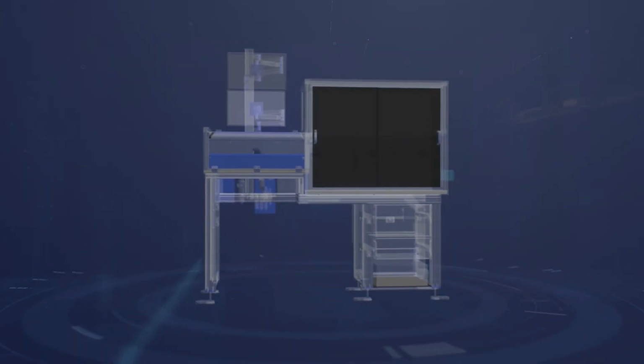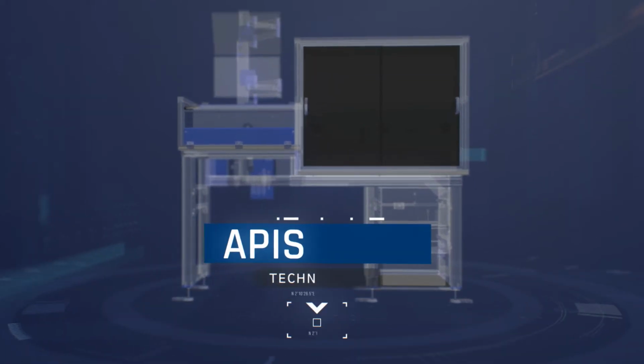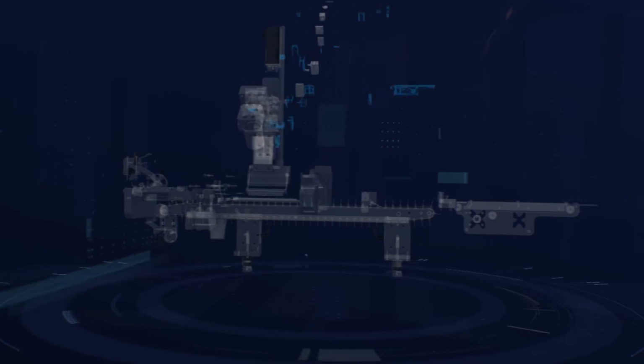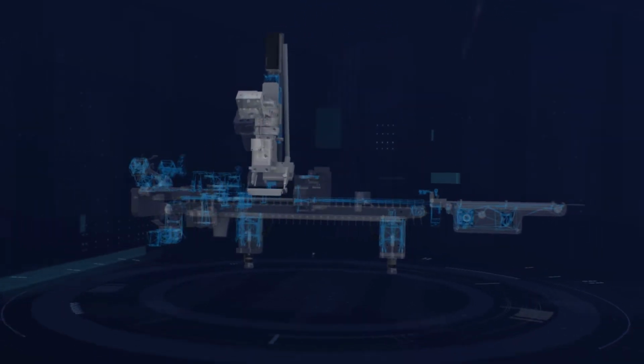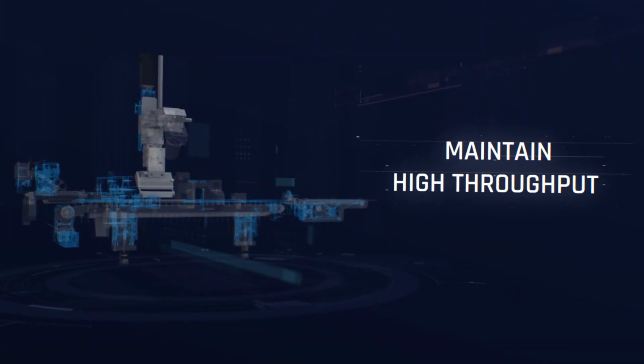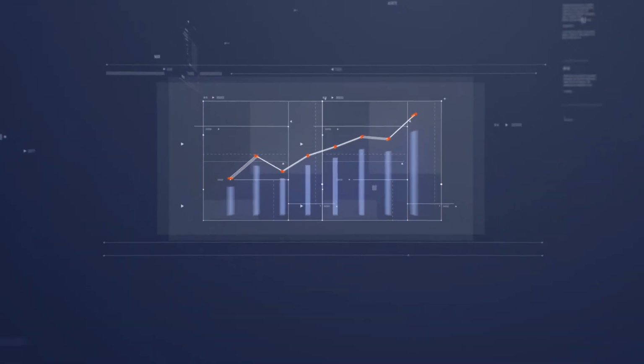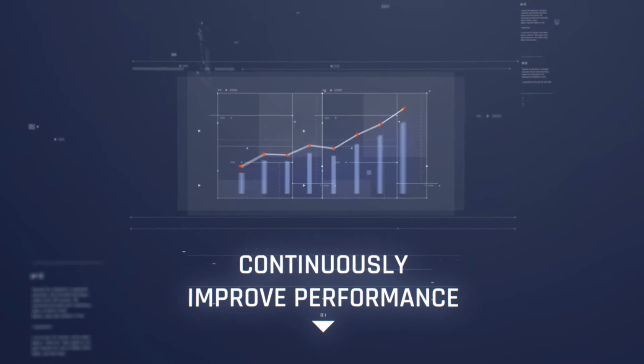In total, we have revolutionized the performance and precision of the APIS Plus technology. Thanks to these state-of-the-art upgrades, our easy-to-use system will not only maintain high throughput, it will also continuously help to improve your performance and results.